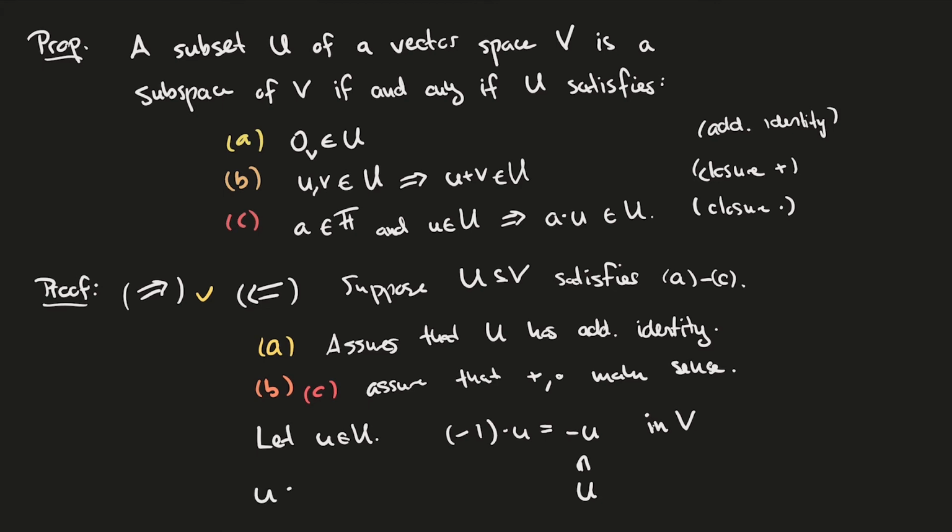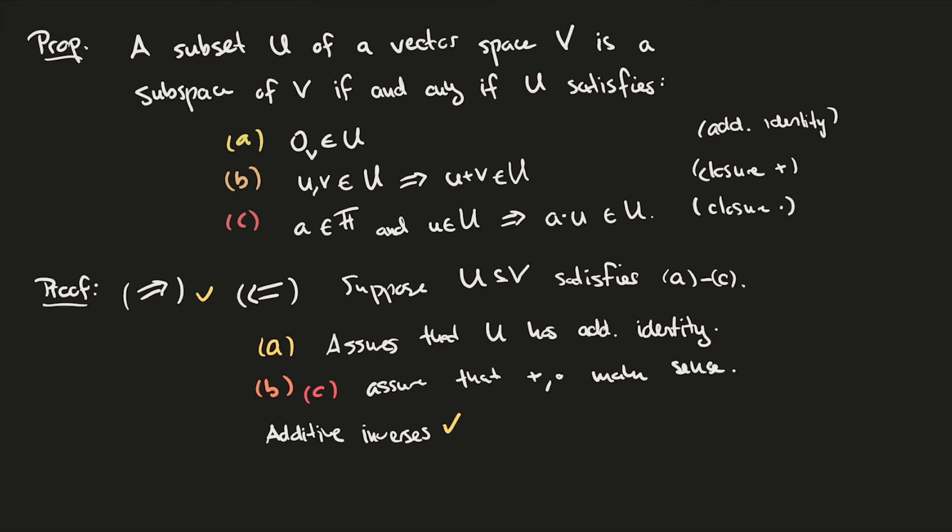To see this, we simply add minus U to our element U, and we know that this is equal to 0V in the vector space V. However, we've seen previously that the additive identity of V is also the additive identity in U. So minus U is indeed an additive inverse of U also in U. Because the U we chose was arbitrary, this holds for all elements U of U, so each element U of U has an additive inverse that also lives in U. So we've confirmed that U has additive inverses.